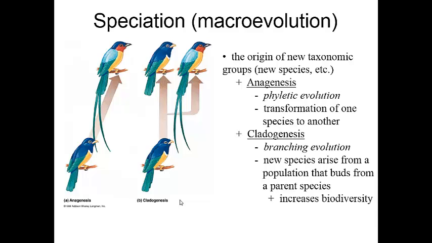Anagenesis is also called phyletic evolution. Anagenesis is going to be where one species transforms into a new species. So that original species is no longer in existence.